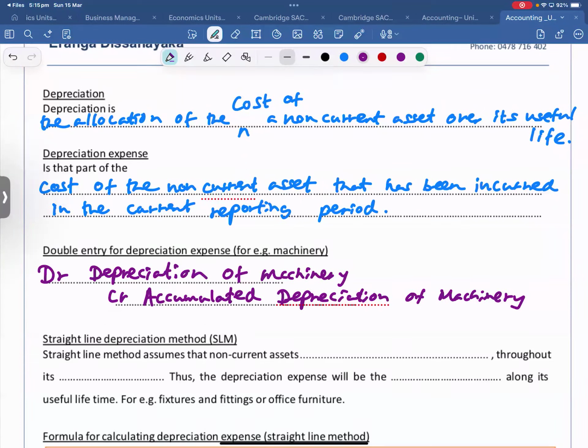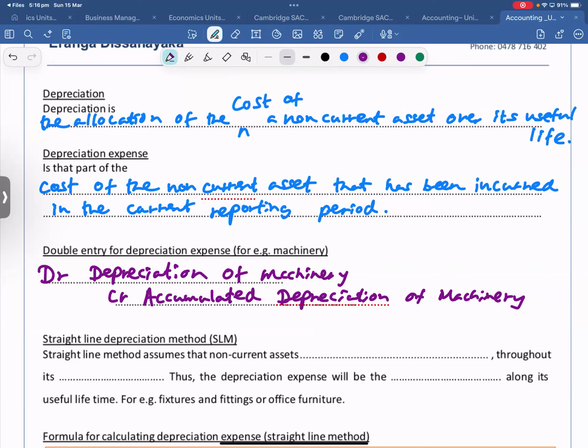Okay, what is accumulated depreciation, guys? Is it a non-current asset? What kind of element is it? It's a negative asset, a negative non-current asset. So a negative asset increases, so we credit it. This is quite similar to another negative asset we came across: allowance for doubtful debt. Similar to that, but the functionality is different.